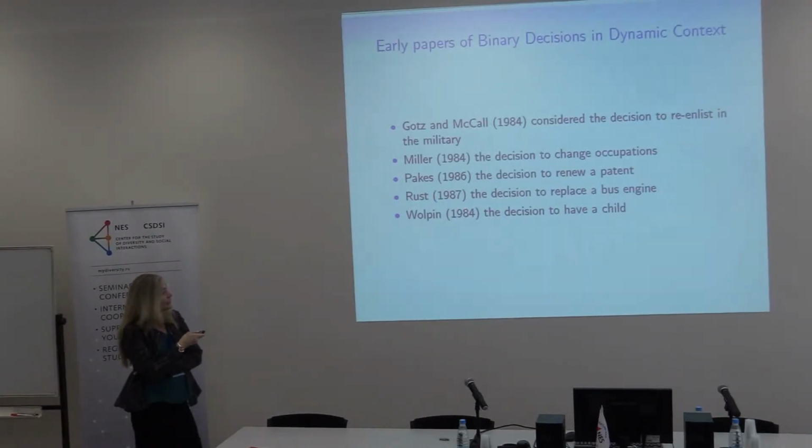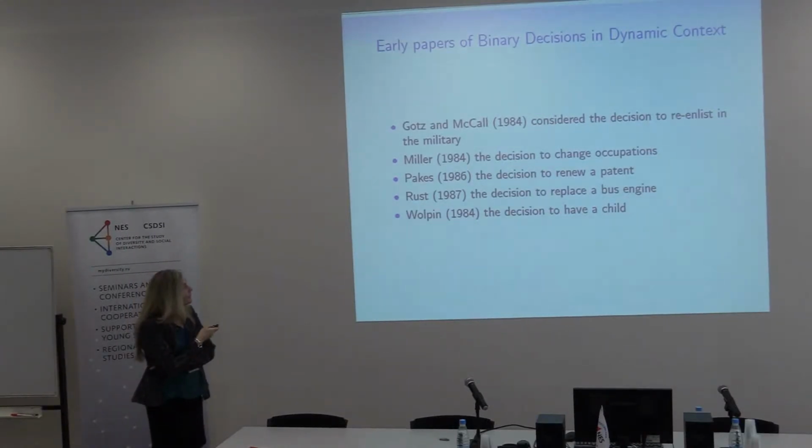Miller had a model of whether to change occupations, stay in the same occupation or switch to a new one. Pakes had a model of whether to renew a patent. A patent gives you exclusive right to produce some good, but there's some money and also effort to renew it, so you might want to let it optimally expire. Rust had a model of whether to replace a bus engine.